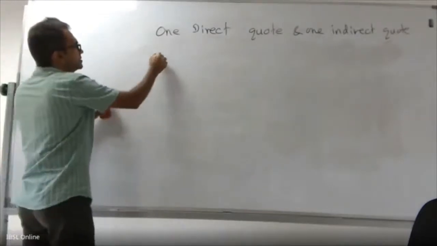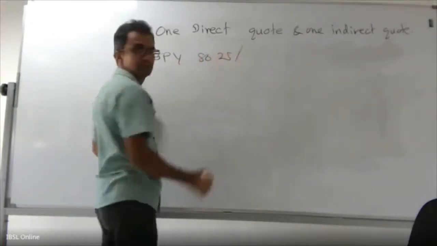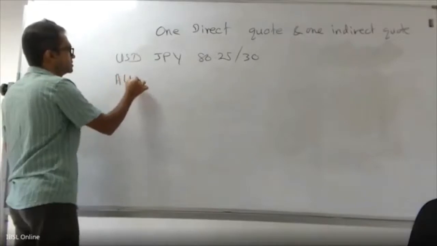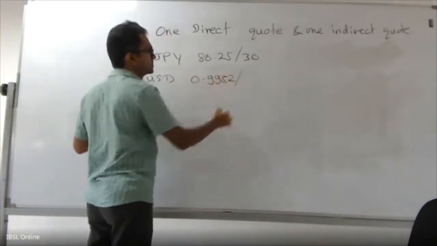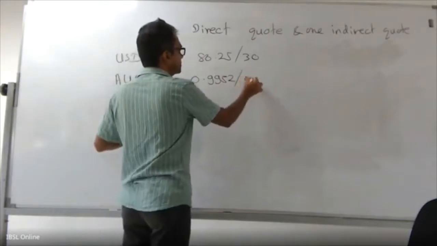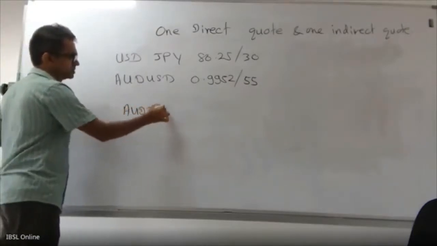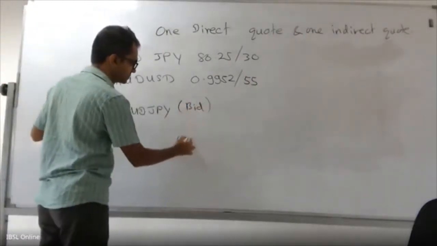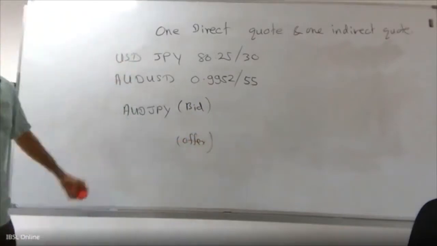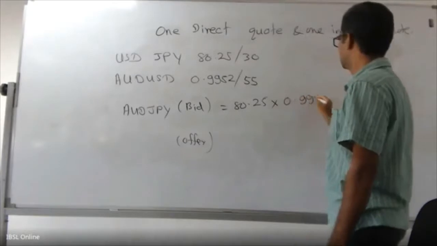The example given: USD JPY 80.25/30, AUD USD 0.995/2. What is the currency pair? AUD JPY. What's the bid? What's the offer? It is straightforward, just multiplication. 80.25 into 0.995.